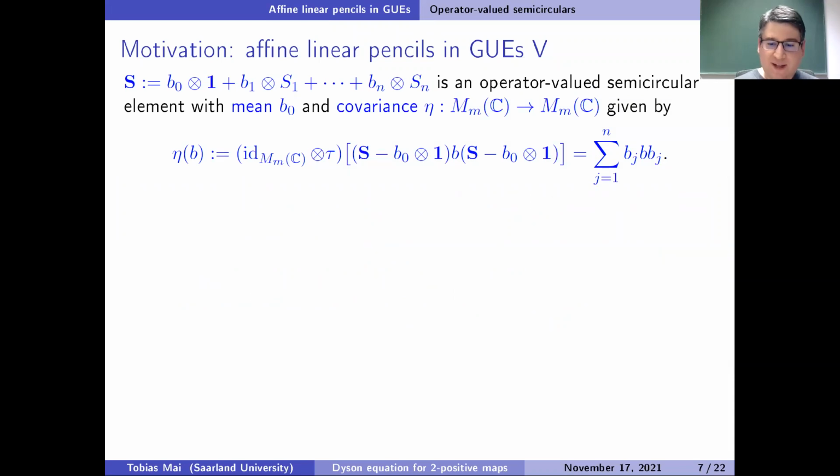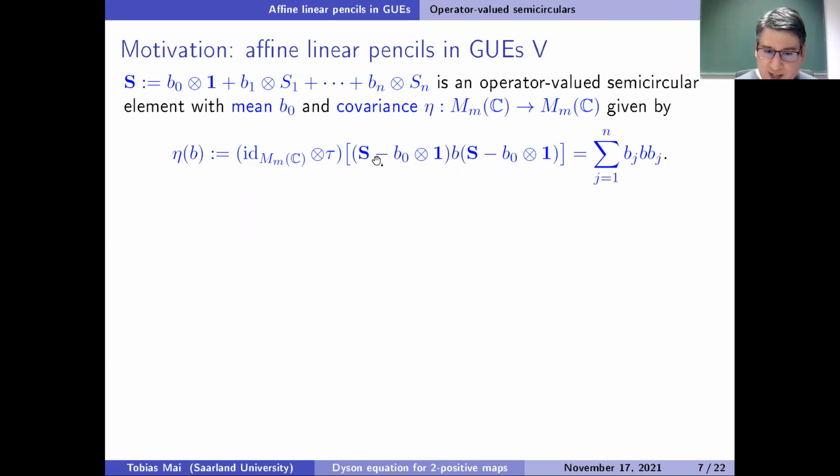Okay, and now it's maybe time to look at the operator-valued semicircular element a little bit closer. So what do I actually mean by this? First of all, let me be a little bit more precise in saying that it's an operator-valued semicircular element with mean B0. So remember, B0 was the coefficient in front of the identity matrix. So it's this one here. This gives the mean. And I have also a covariance, which in this operator-valued setting turns out to be, or should be, a map from the M by M matrices to themselves. And it is defined in this form.